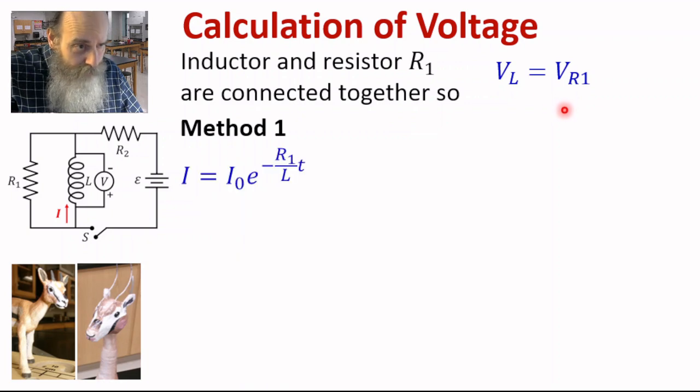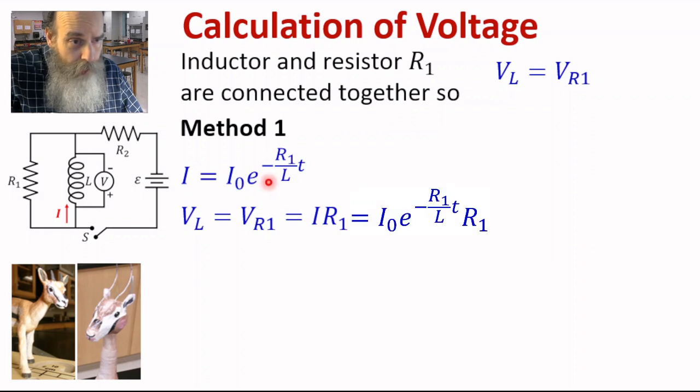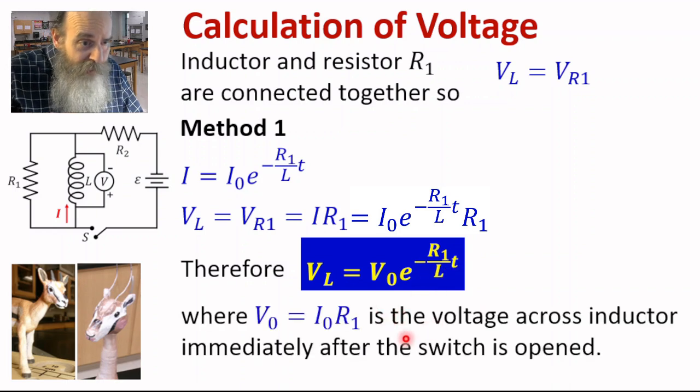Let's look at method 1. Here's the I. VL equals VR1, and VR1 is just I times R1. So multiply the I by R1: I0 e to negative R1 over L times T, times R1. And therefore we get VL is V0 e to negative R1 over L times T, where V0 is I0 R1. That is the voltage across the inductor immediately after the switch is opened.